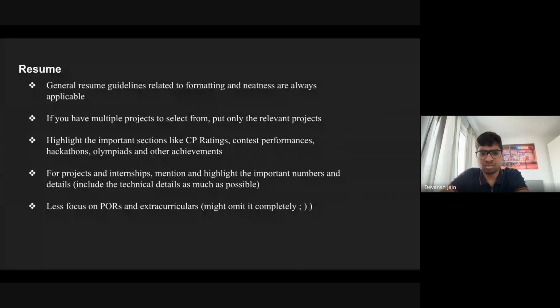And PORs are not that important for SDE roles too, I think. Other than that, they can ask about CP ratings, but I don't think CP ratings are that important in SDE roles in normal companies like Databricks, Google, or Microsoft. But they help a lot. If the CP rating is good, like 1800 or 1900, then it's very good.